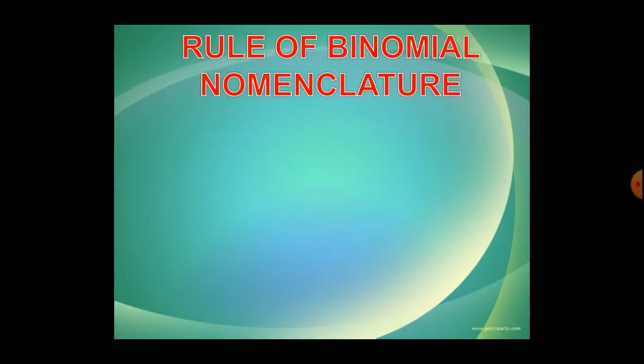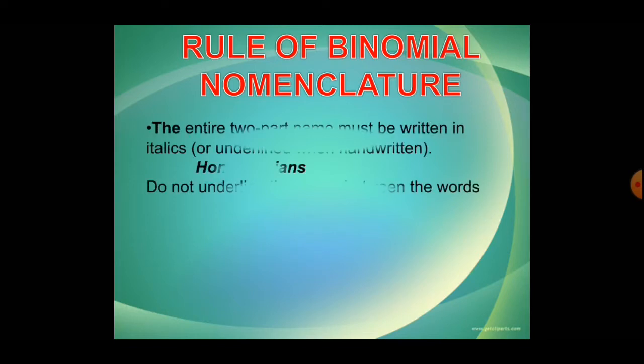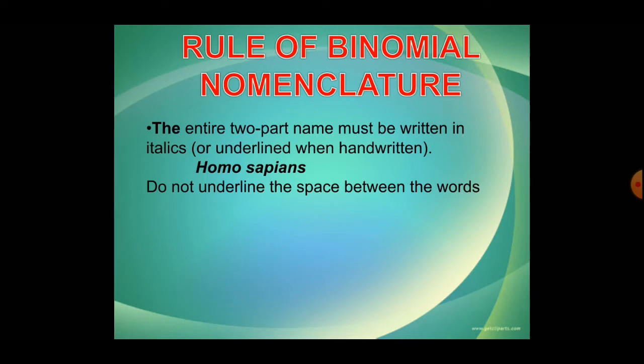Rules of binomial nomenclature are: the entire two-part name must be written in italics or underlined when handwritten. Even if we are typing it and it is not in italics, then we must underline it. Like in this, you can see Homo sapiens, the biological name of human being. It is written in italics.